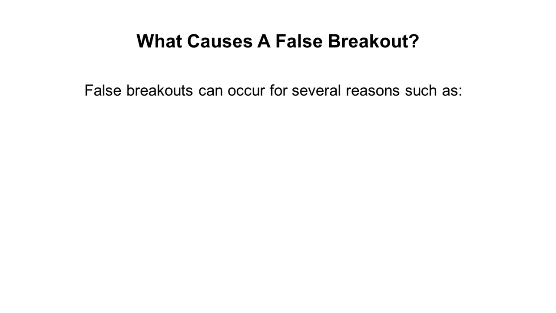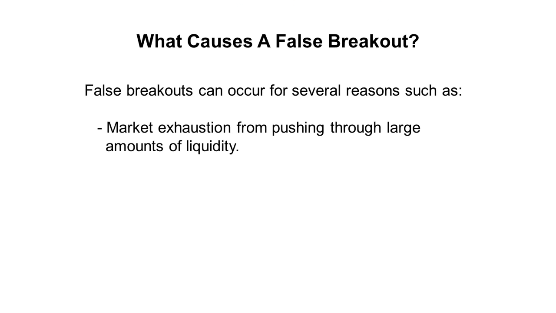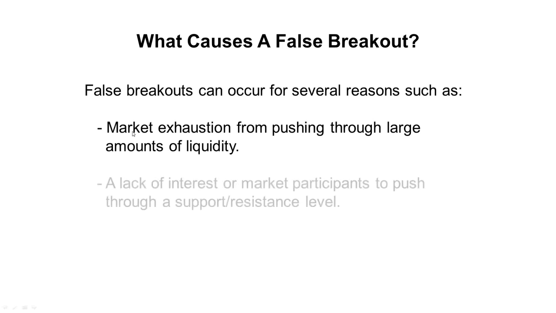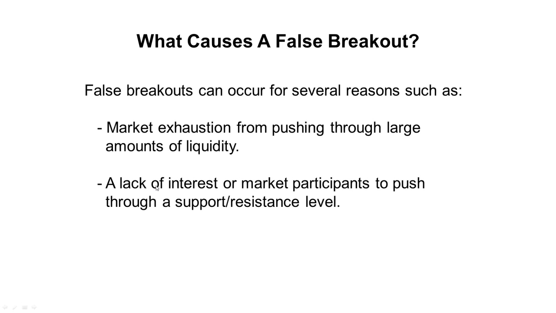False breakouts can occur for several reasons, and here's a few of them. Market exhaustion. If the market's been pushing through large amounts of liquidity, it can be exhausted. There might be no more buyers or no more sellers to continue the move. It struggled pushing through and it's done, and it can pull back.